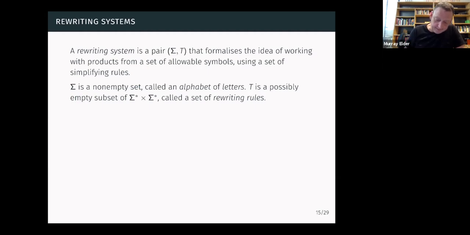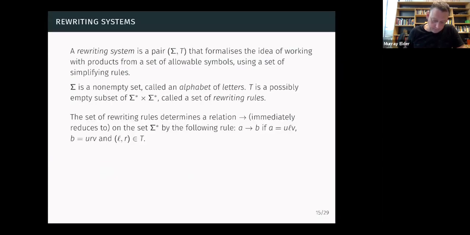So a rewriting system is something that has an alphabet, sigma, and T, a set of rules. Okay? So it's an alphabet and a set of rules, and that's it. It's a pair, sigma and T. Okay, so what is a rewriting system? It's just a pair of those two things.